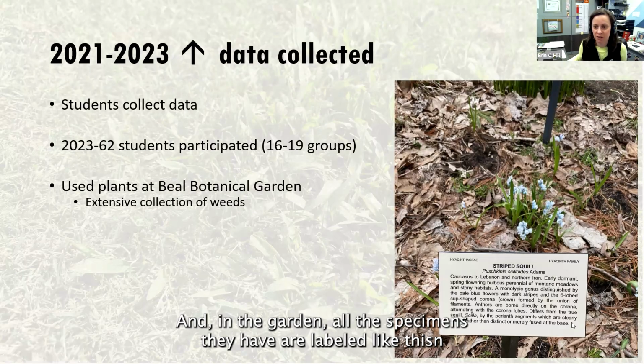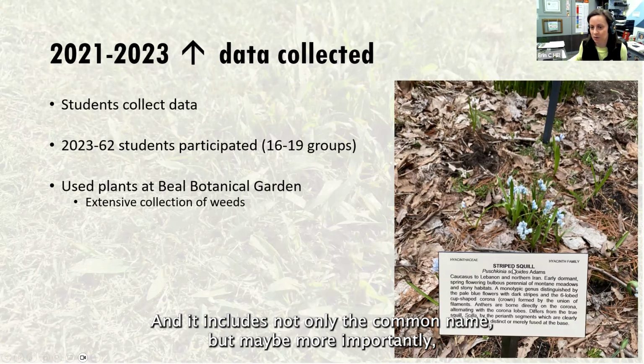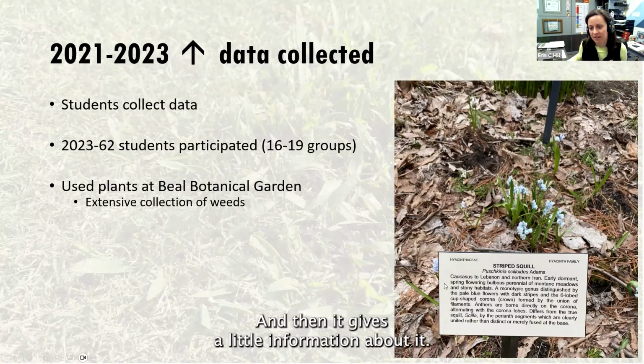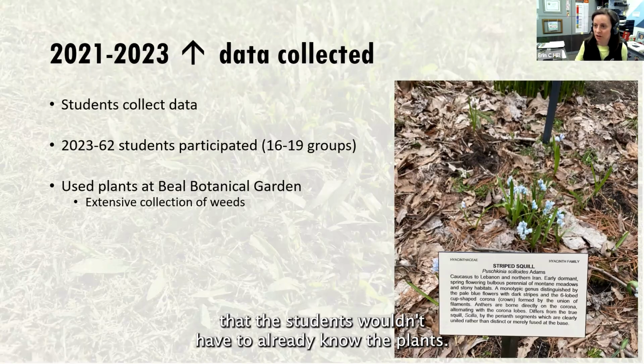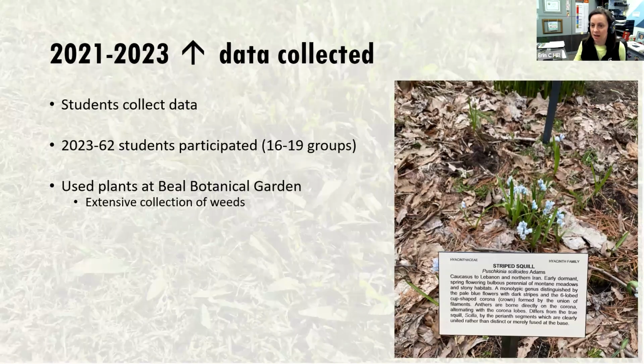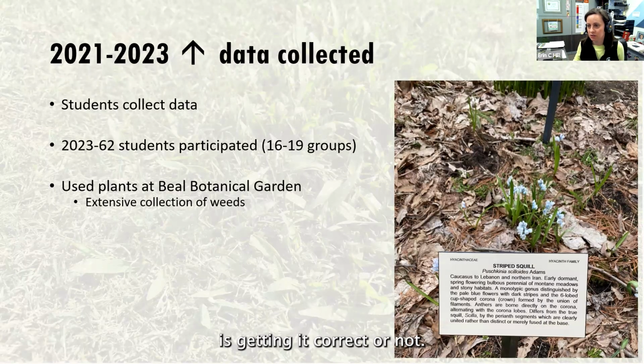And in the garden, all the specimens they have are labeled like this one of squill, with a label in the front and then the plant in the back. It includes not only the common name, but maybe more importantly, the scientific name. And then it gives a little information about it. So the idea about using Beal was that the students wouldn't have to already know the plants. They could depend on the sign to confirm whether the app is getting it correct or not.